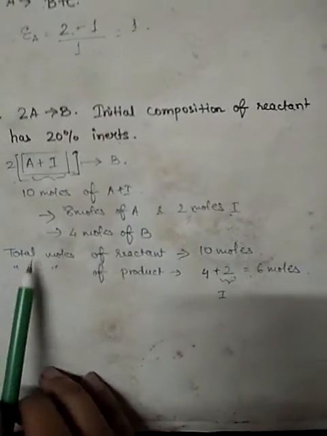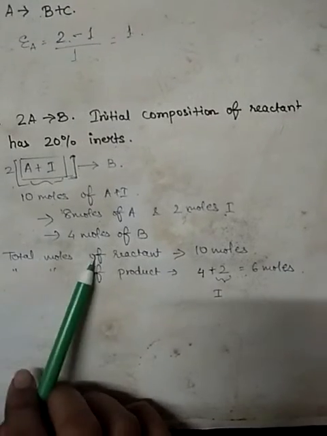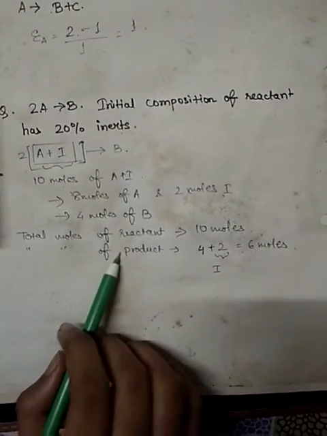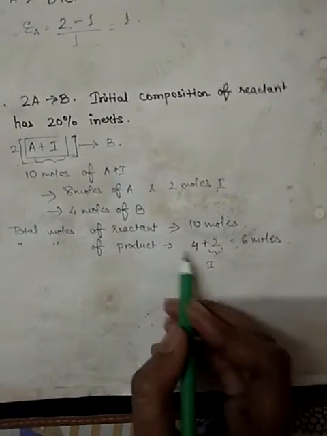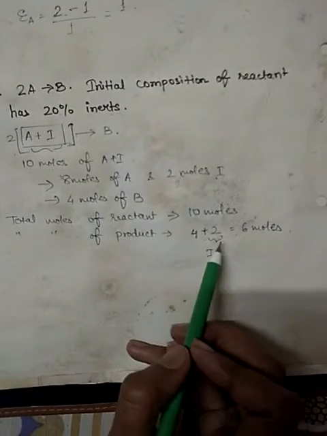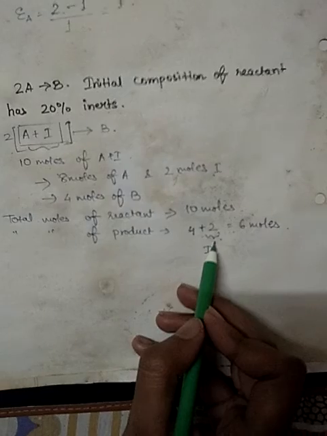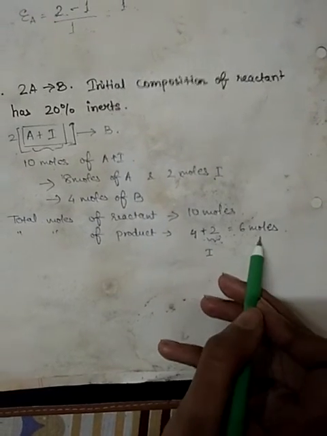I'll repeat again. When we are doing the reaction using inerts, the inerts do not take part in the reaction, so they come out with the product as it is. Hence we are taking into consideration the number of inerts that we have supplied. It is the same as it is coming out with the product, so we are getting 6 moles of product.